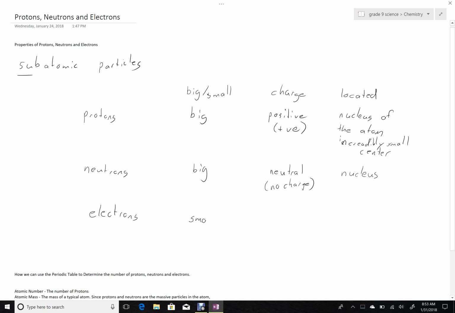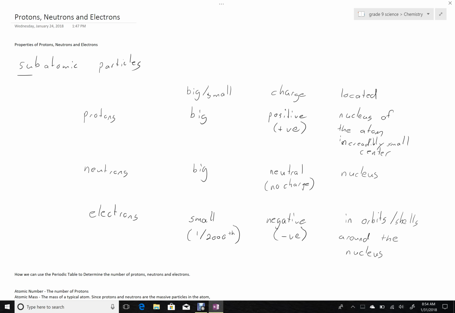And finally, electrons are small. They're about 1/2000th the size of the protons and the neutrons. They have a negative charge. And I will abbreviate negative, similar to positive. And they are located in orbits, is a word some people use, or shells around the nucleus. The shells are much, much bigger than the nucleus itself. 1,000 times bigger to 10,000 times bigger.